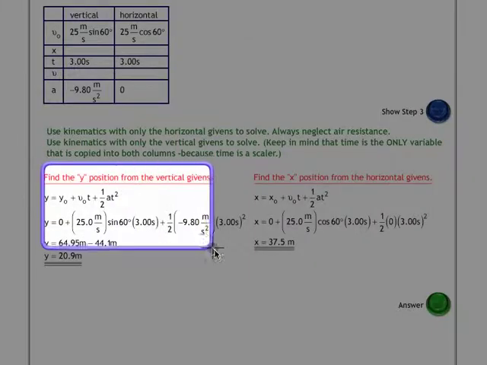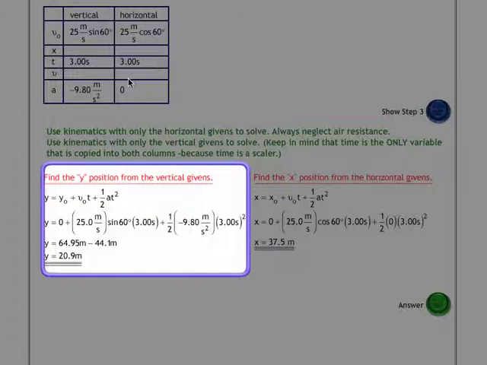Here is the calculations for in the y direction, and when I'm doing the calculations in the y direction, I get all my unknowns from the vertical column. Only the vertical column fill in here. So this is basically the x equals x naught plus v naught t plus 1/2 a t squared equation, just using the vertical givens this time. Put in my numbers, I get a positive 25 sine 60 because it's going upwards, and my acceleration is going to be negative 9.8 because the acceleration is going downwards. That gives me a y position of 20.9, so it's positive, so it's higher than what it started from.